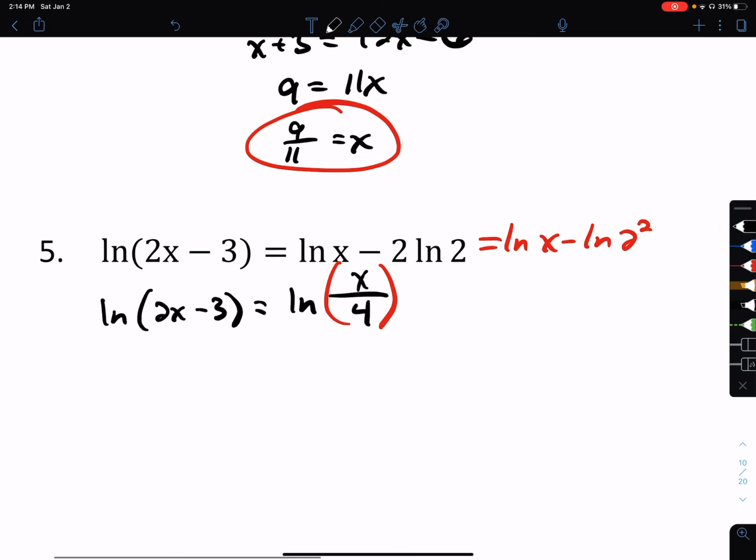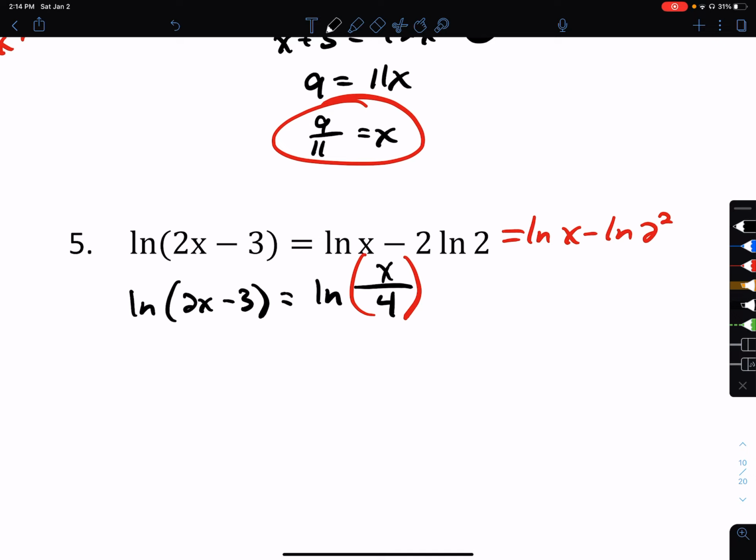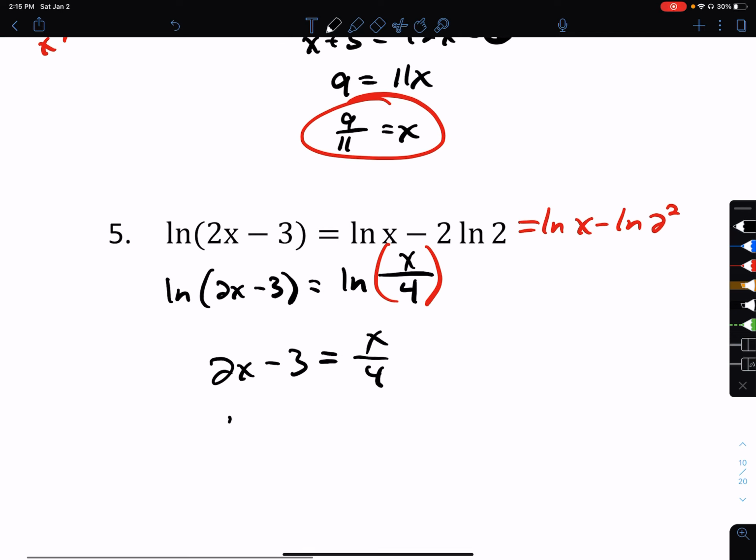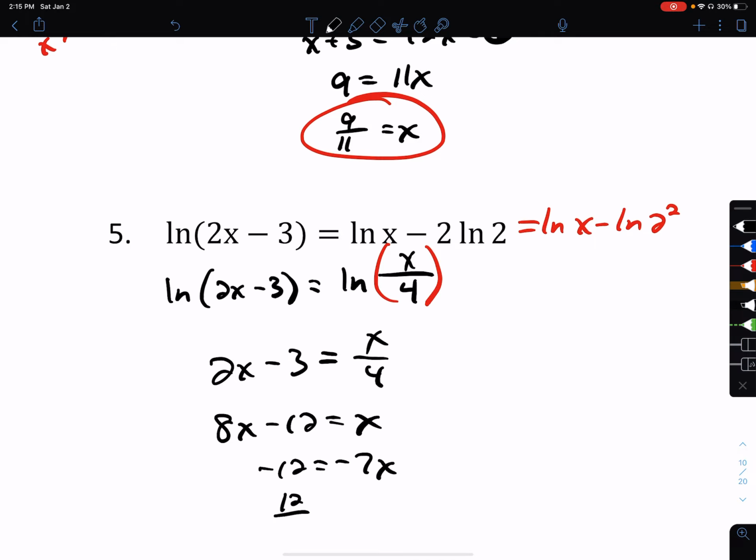Property of equality, I have two logarithms with the same base equal to each other, therefore I can set the arguments equal to each other. Once again, this is an algebra 1 problem at this point. There's no variables in the exponent, there's no logarithms. We're going to multiply every term by 4 and get 8x minus 12 is x. I'm going to subtract 8x from both sides and divide both sides by 7.